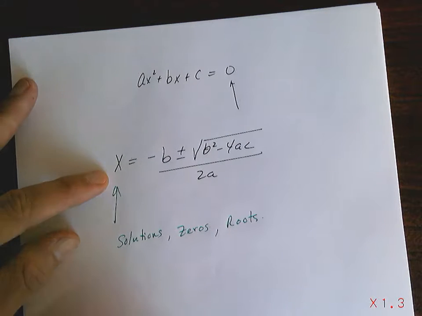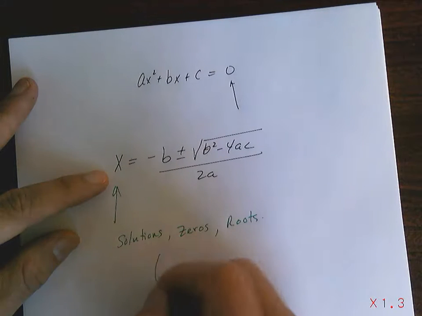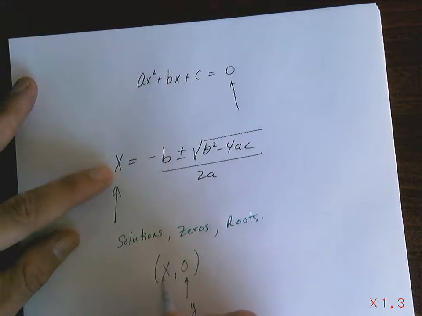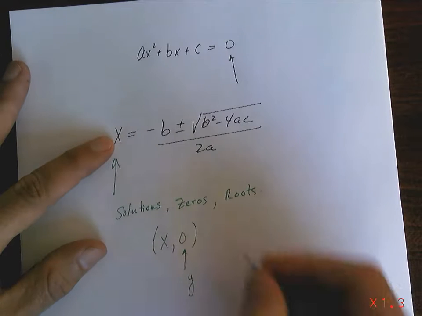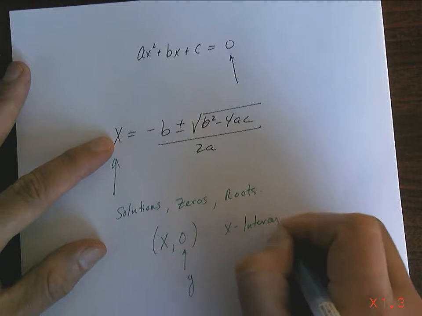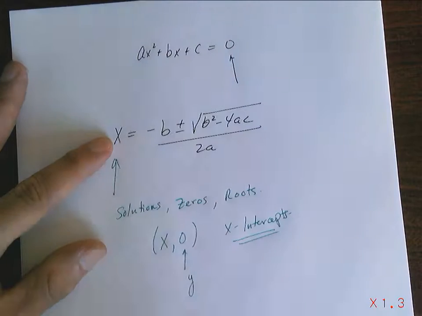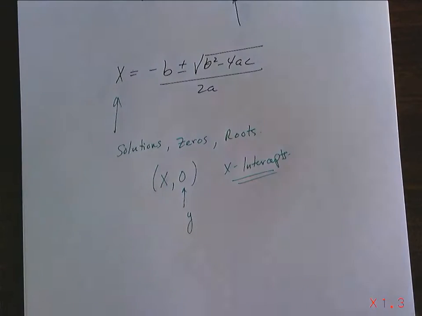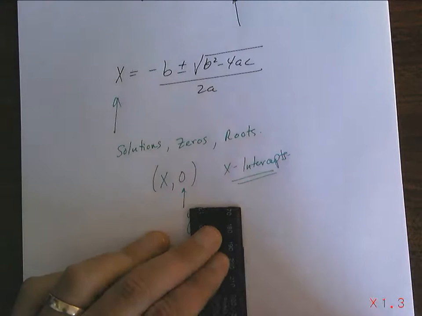And if we take those x values and put them in point form, we know that the y value is going to be 0. So if we take the values of x that they give us, we know the y value is 0. So what these actually are, are x-intercepts for the parabola. So what we're talking about is we get a parabola.